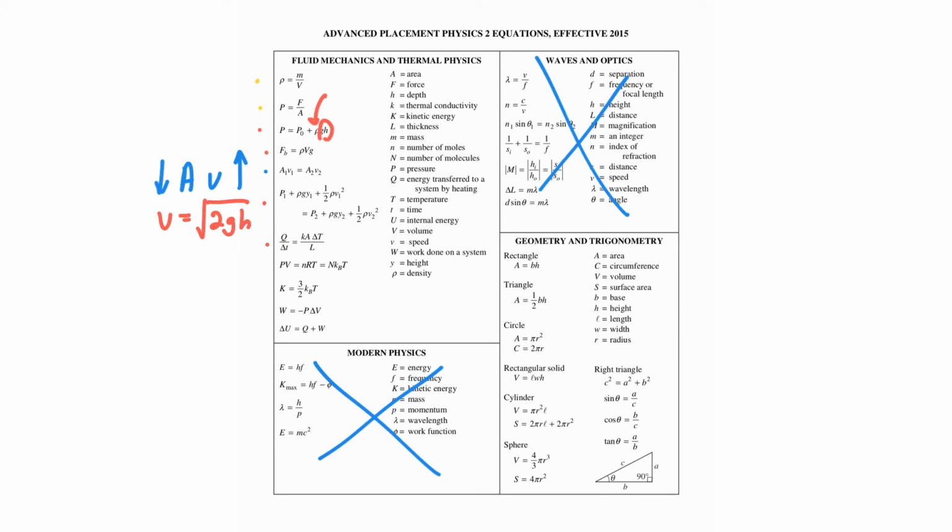In addition to our thermal conductivity equation, the last 4 equations listed were all part of our thermodynamics unit. The first one after the conductivity equation is our ideal gas law, which can be written as PV equals nRT or PV equals NkBT, where kB is Boltzmann's constant.